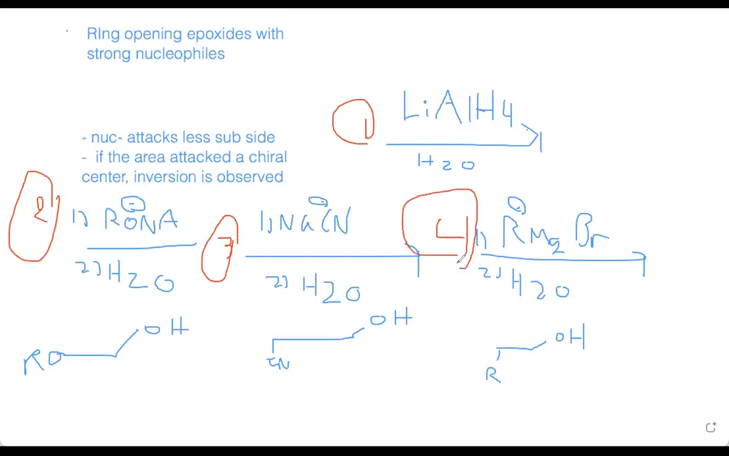These are common strong nucleophiles that open epoxides, and they attack the more substituted... sorry, the less substituted side. So for example, we have an epoxide here with an O, right? And you'd be like, where does it attack? There's an attack right here. We're gonna do problems, so don't worry about it.